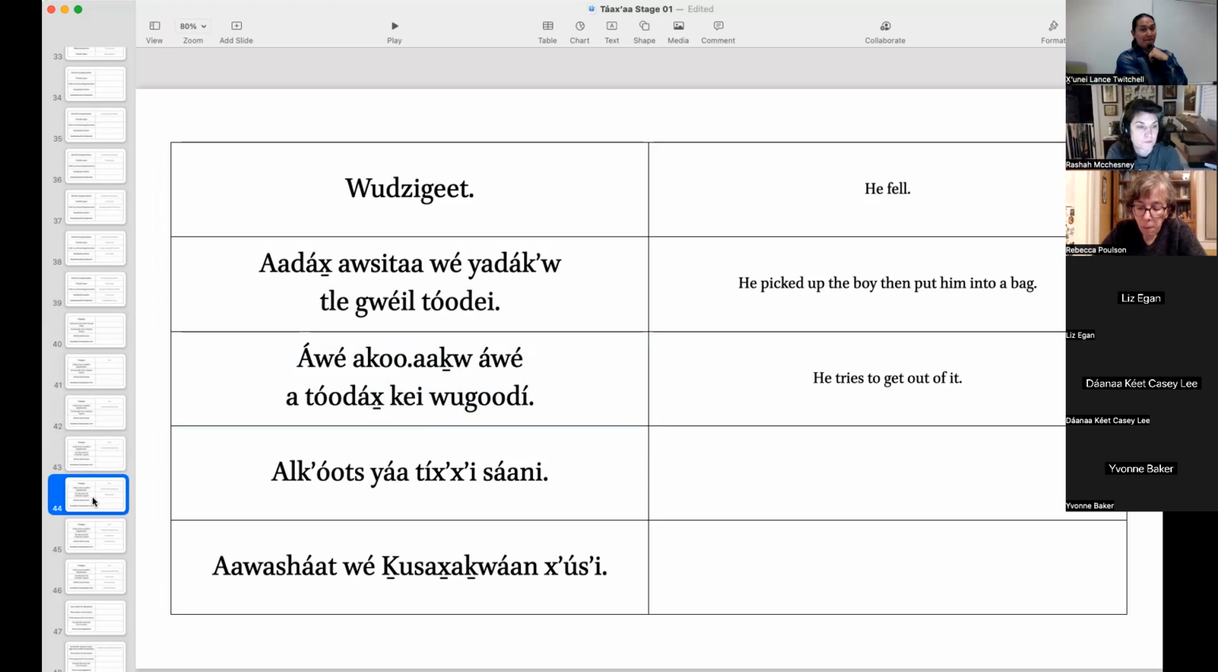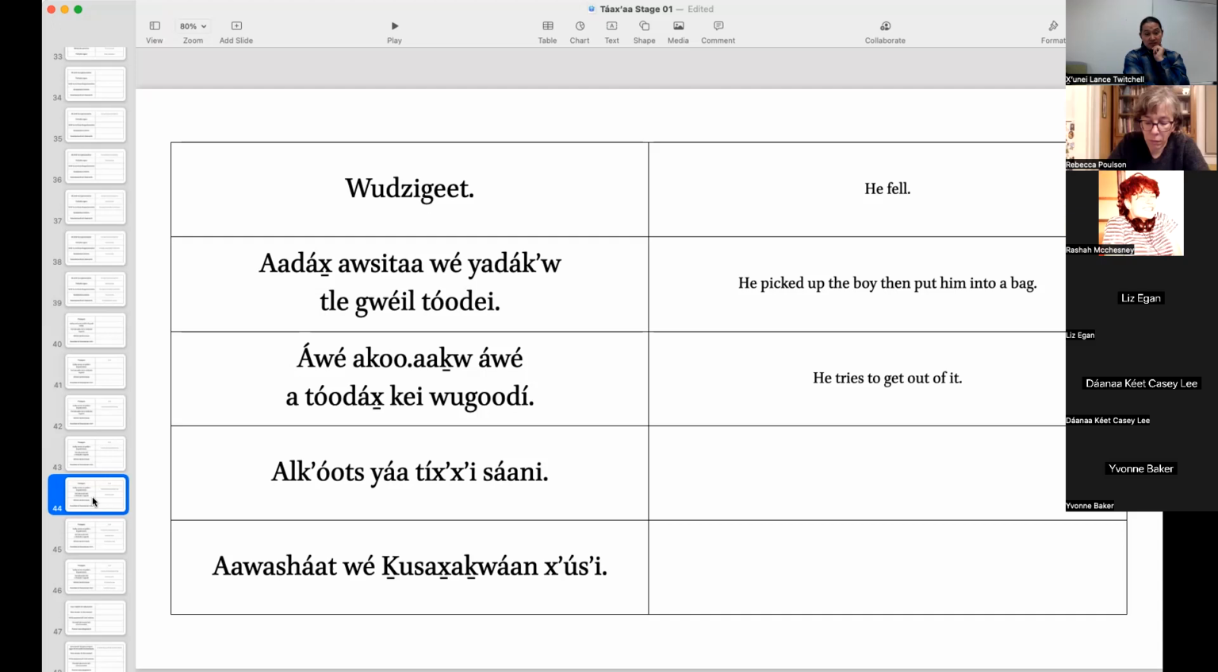Next line. What do you think we got? The rope. Yeah, strings. Tries to break the strings. He is breaking these strings, so Ḵukaháa is doing it right now. He's breaking these strings. Okay, next line.